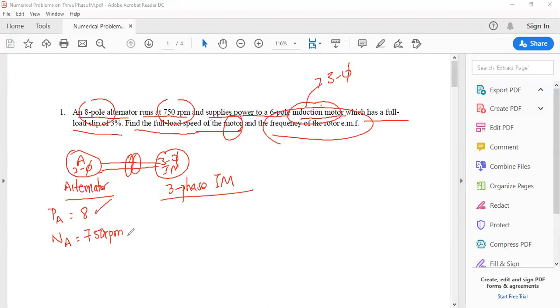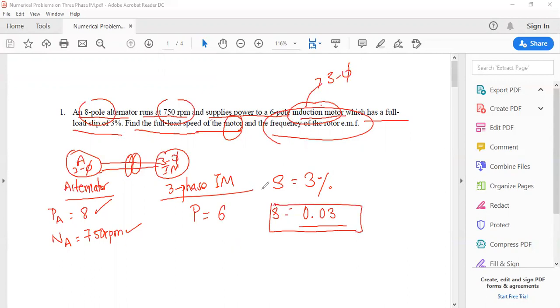The number of stator poles of the alternator is 8, and it runs at 750 RPM. Now, the number of poles of the induction motor, let me write it as P itself, is 6. And the slip of the induction motor, as given in the study material I posted, is 3%. Slip is generally expressed in percentage, so in decimal it is 0.03.